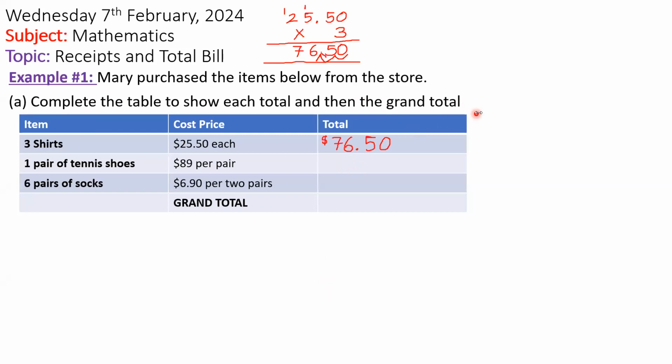Very good. It's only 1 pair, right? And so it's going to be just $89. So basically 1 times 89, right? What is 1 times 89? It's going to be 89. So that one is easy, pretty simple. $89.